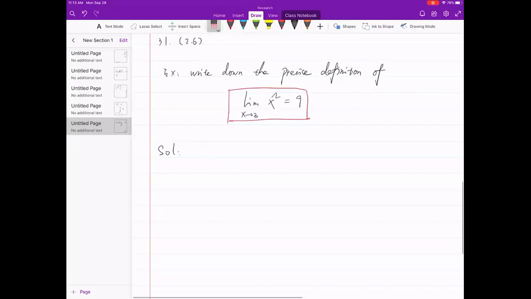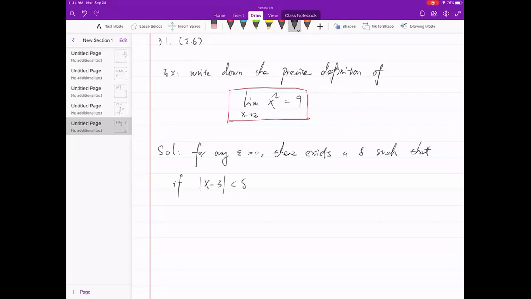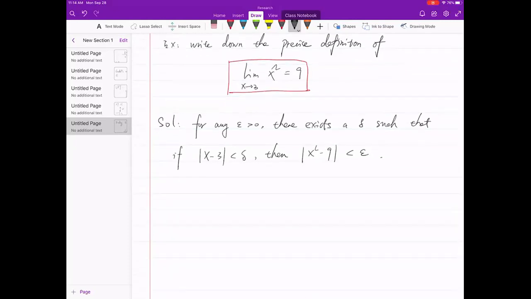This is how it is said. For any epsilon bigger than 0, there exists a delta such that if the distance is less than delta, then the other distance is less than epsilon. This will be the answer, and you receive the full point.